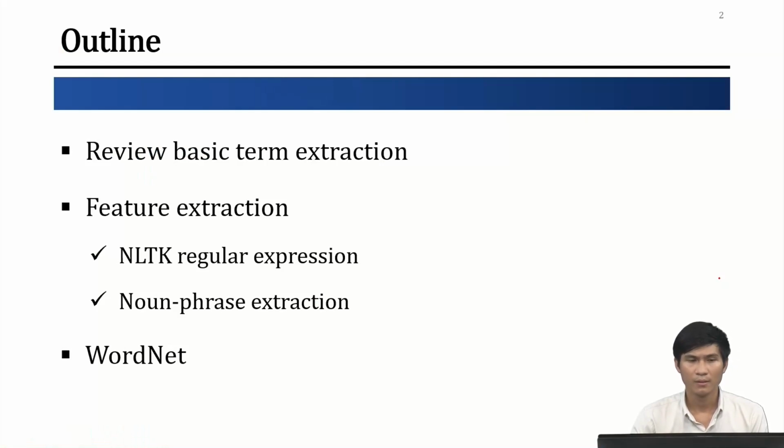Here is the outline of our lecture today. First of all, we will review the basic term extraction that we have already learned in the previous chapter, chapter number 4. Next, we will take a look at feature extraction. When we say feature here, it refers to some necessary terms that are important in the text. So we will see how we can extract those terms.